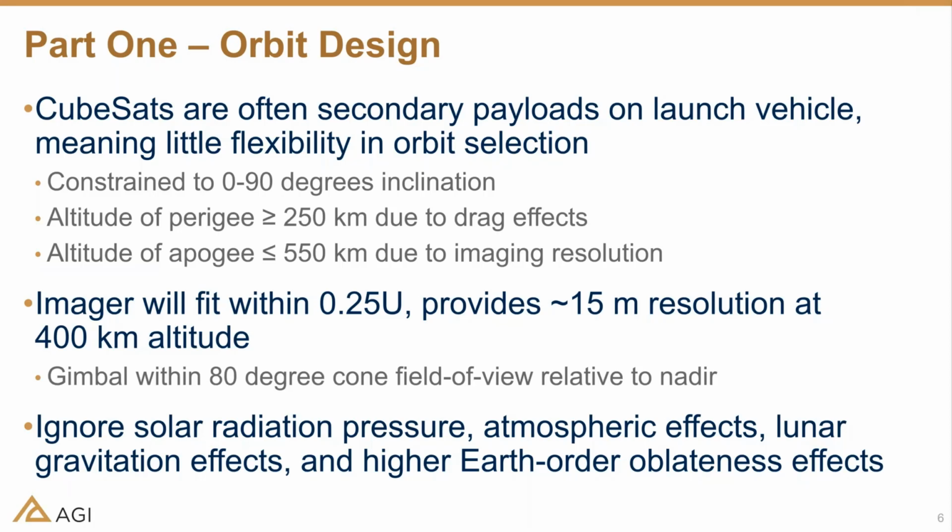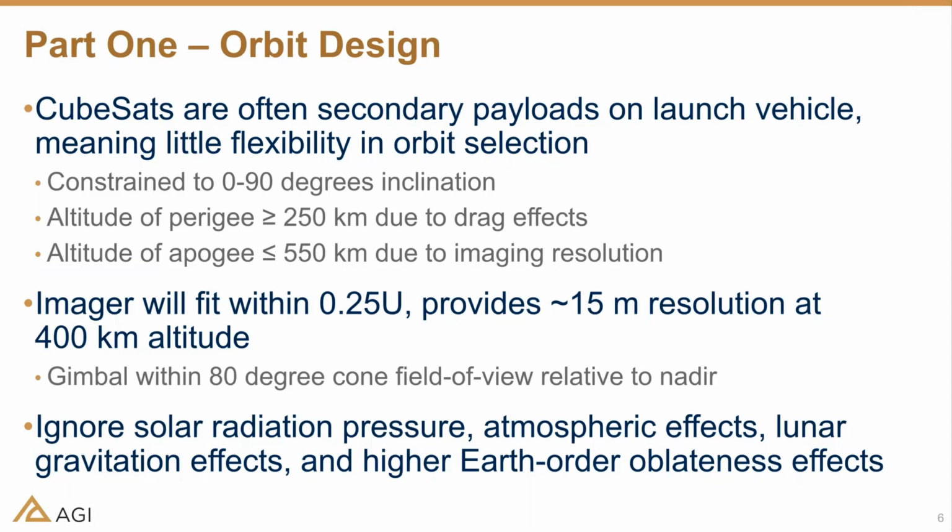So we'll be constraining our CubeSat to a 0 to 90-degree inclination, and our altitude must be between 250 and 550 kilometers. Or, since we'll do this in STK, you'll see that as 6,628 kilometers to 6,928 kilometers. And our imager will fit within a 0.25U and provide a 15-meter resolution at the 400-kilometer altitude.